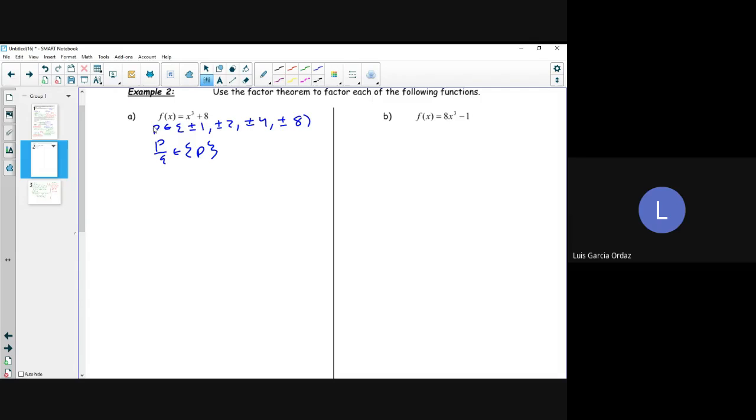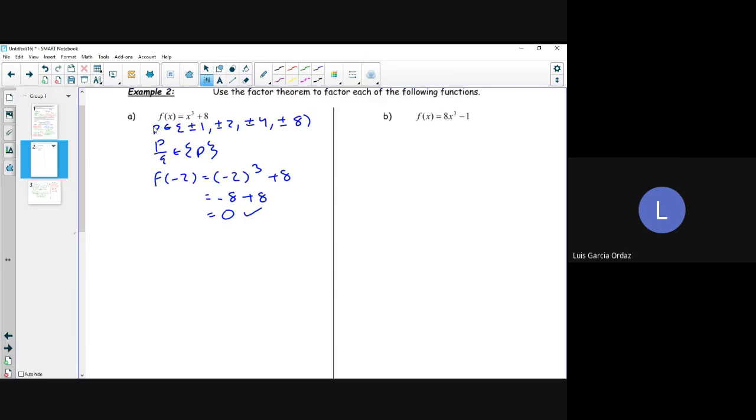Positive or negative 2? So we're going to get f at negative 2 is equal to negative 2 to the power of 3 plus 8, which gives us negative 8 plus 8, which gives us 0. So x plus 2 is a factor.